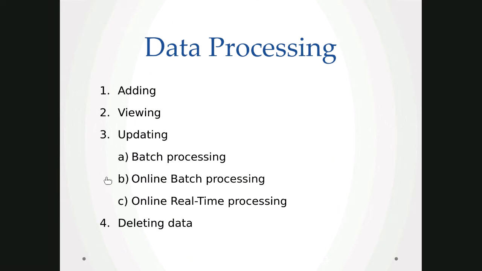I could set Blackboard to do online batch processing as well. So it will grade your exam immediately, but it will not show it to you. It will wait until the exam time has finished and everybody has submitted, and then it will show you. So part of it could be processed immediately after you submit, and part of it could be processed in a batch processing system. Is that clear? Online batch processing. Part of it is immediate, a part of it is in batches. Okay, so these are the three different ways of updating the data.